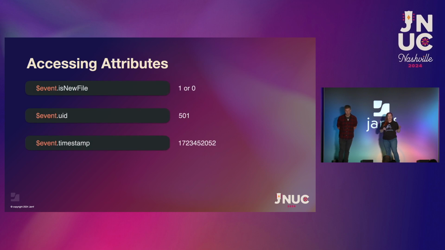So we're going to look at event is new file. That is going to be one of those Booleans. 1 is true, 0 is false. For event.uid, we're going to think about our user. That will return 501 for a particular user. For timestamp, that is going to return the result as a Unix timestamp.